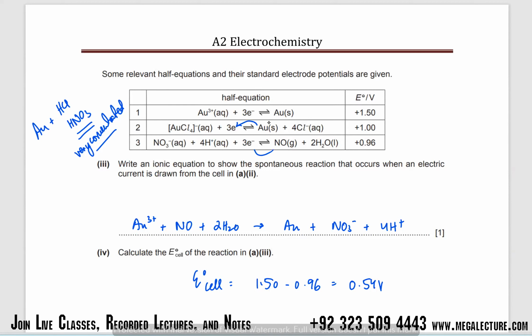And nitric acid is not going to get reduced. Why? Because electrons are lost by the one that's got the lower potential, and gained by the one that's got the higher potential, which is not true over here. You're going to get a negative E naught cell. Like if you do reduction minus oxidation, you're going to get minus 0.04 volts. So that's a reaction that's not feasible.